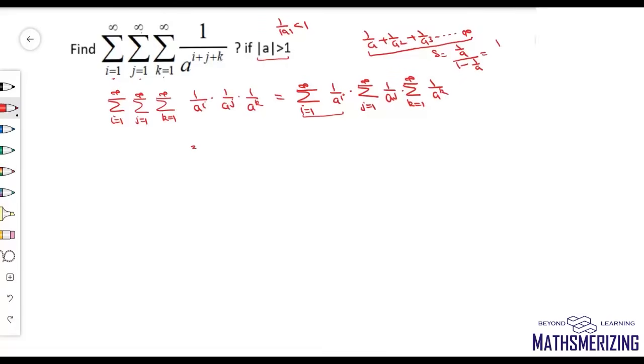So if I simplify, I'll get this result as 1 upon a minus 1. So this first one will be 1 upon a minus 1. The second one will also be 1 upon a minus 1. And the third one, 1 upon a minus 1. So the answer to this question is (a minus 1) to the power minus 3.